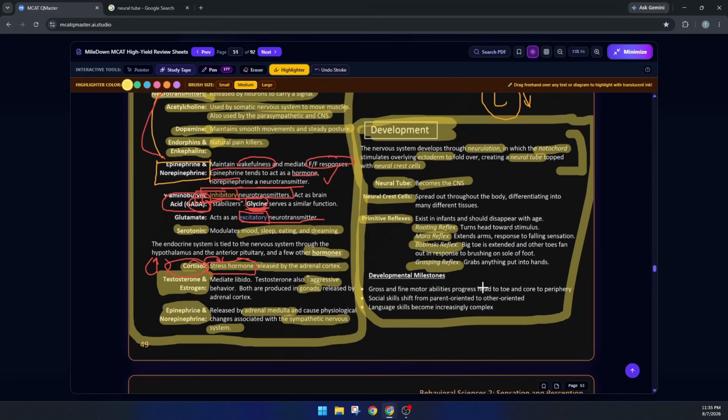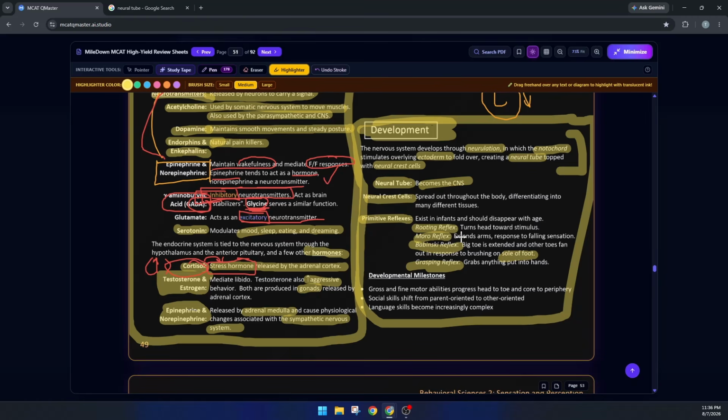Grasping reflex means if you put anything in front of a baby, it wants to grab anything and put it into its hands. Okay, it wants to grasp things. Babinski reflex is when the big toe is extended and other toes fan out in response to brushing on the sole of the foot. What does that mean? It basically means if you touch the bottom of a baby's foot, they're going to extend their toes, okay?